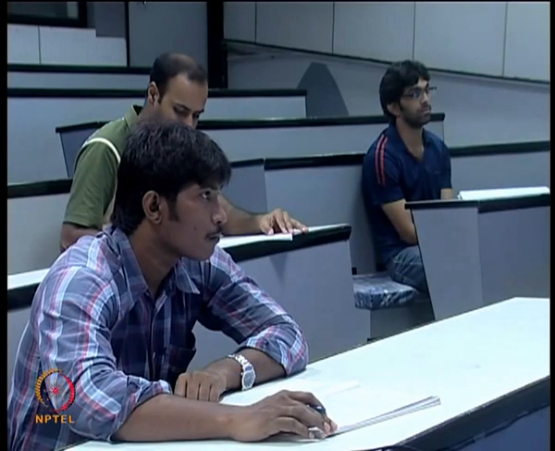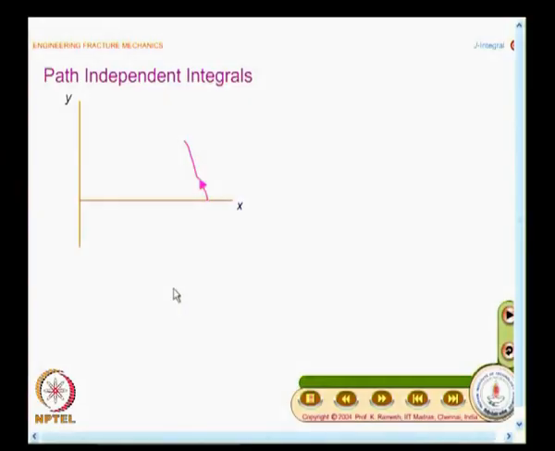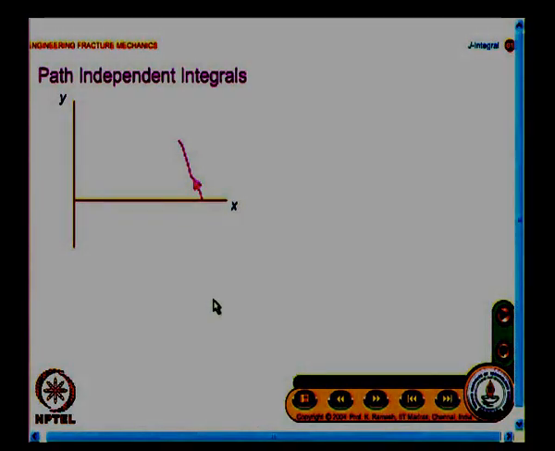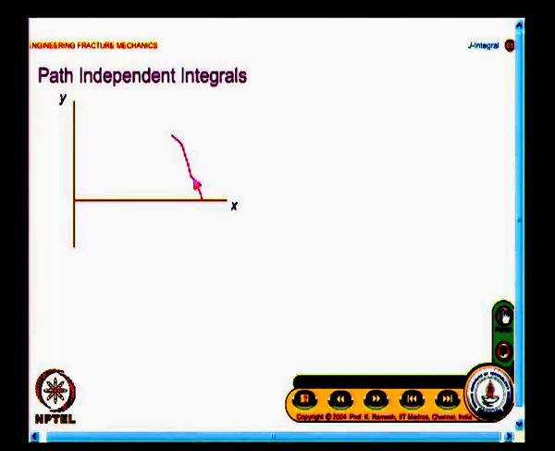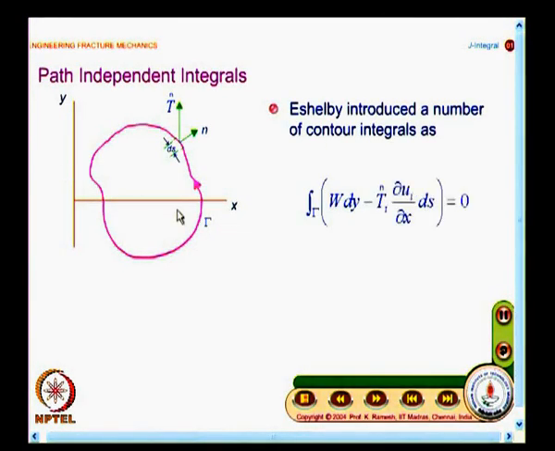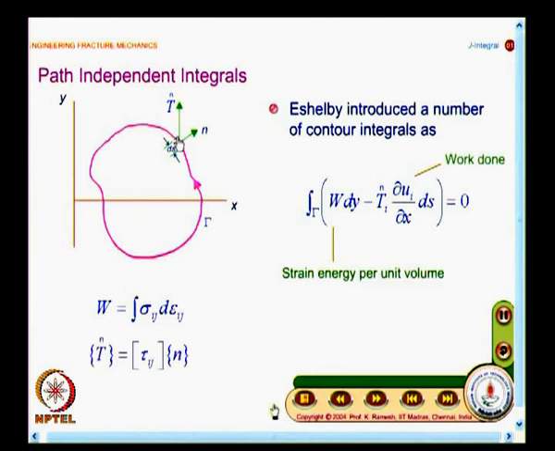So, now we will look at what is a J integral, and before we get into J integral, we have to look at, in elasticity, people have developed path independent integrals. If you take a two dimensional problem, you consider a planar situation. I have a plane x y and you take a closed contour, and the contour shape can be arbitrary.